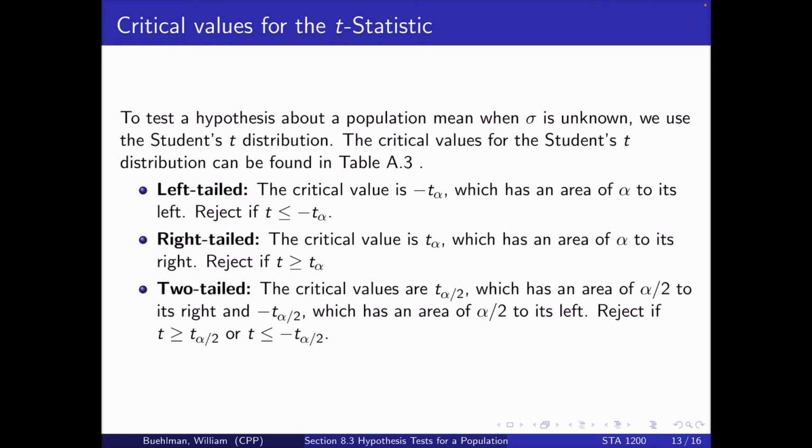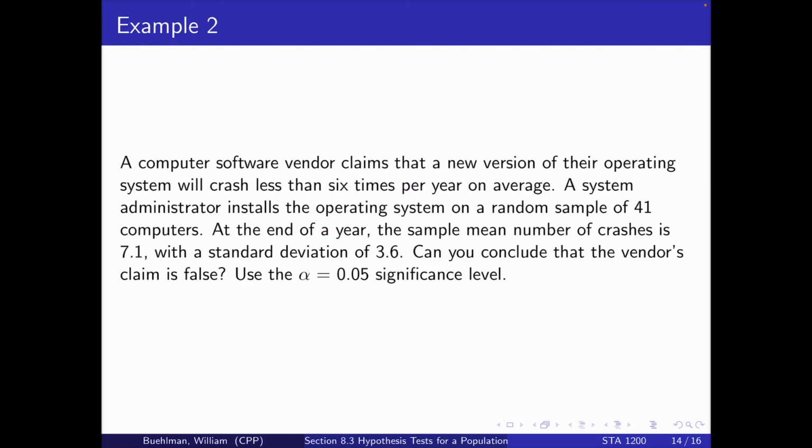Two-tailed. The critical values are t alpha/2, which has an area of alpha/2 to the right, and negative t alpha/2, which has an area of alpha/2 to its left. Reject if t is greater than or equal to t alpha/2, or reject if the t statistic is less than the negative critical value, negative t alpha/2. So now we're going to do an example using the critical value method.